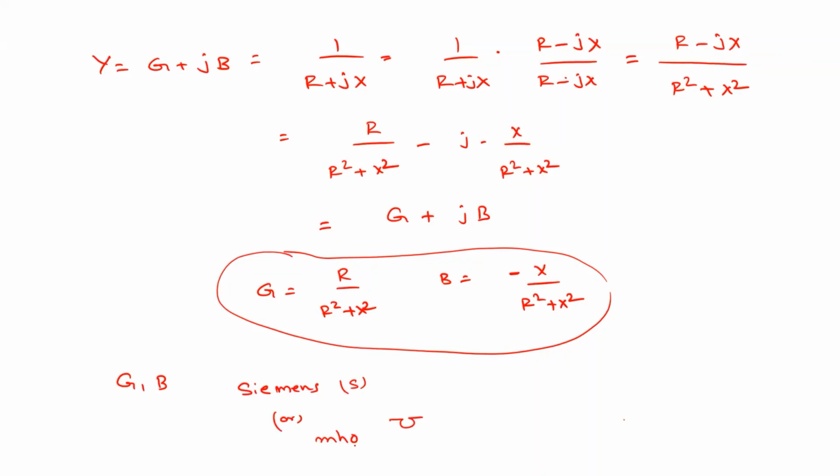So admittance, conductance, and susceptance are all represented in Siemens. Similarly, impedance, resistance, and reactance are all represented in ohms.